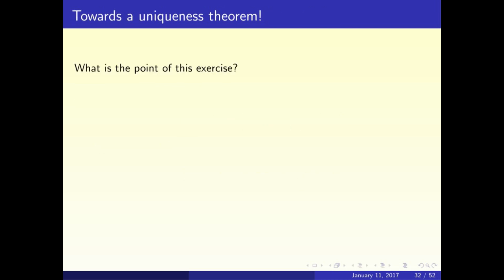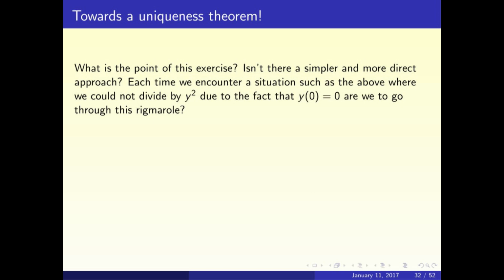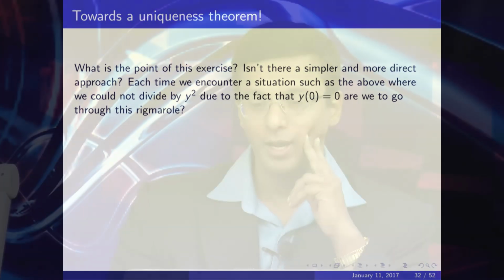So what's the point of this exercise? Isn't there a simpler and more direct approach to arrive at this conclusion? Each time you encounter a situation where you have to divide by y or y squared, as it happened in the Bernoulli equation, and the initial condition says y of 0 equals 0, are we going through this rigmarole each and every time? What you need really is a general uniqueness theorem.